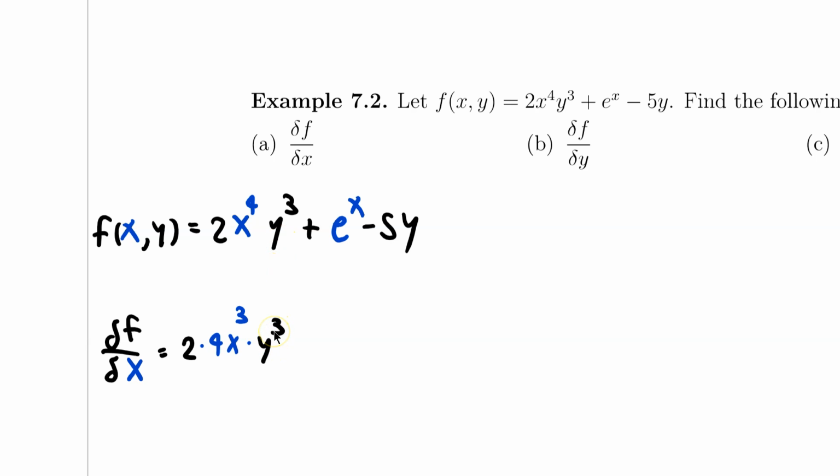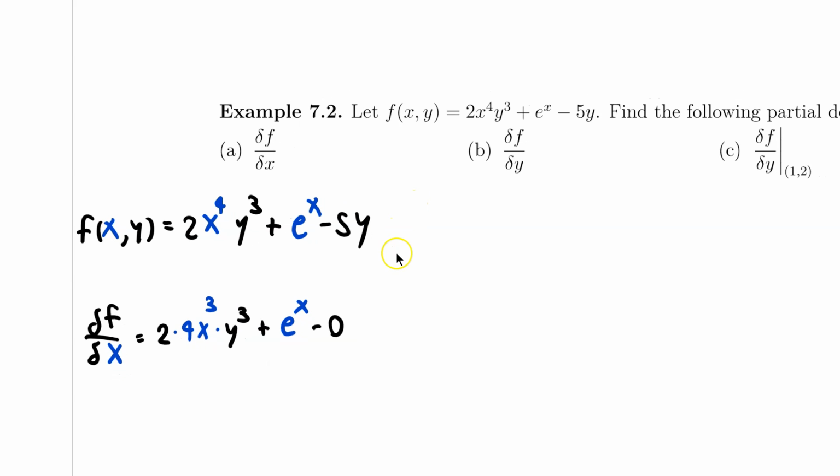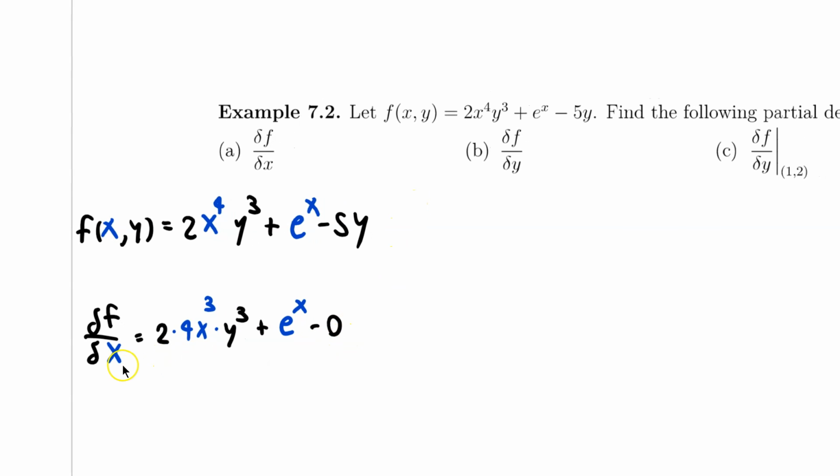And as for the second term, e to the x, the derivative of e to the x is just going to be the same thing, e to the x. And for the last term, 5y, because y is just a number, when I multiply a number times 5, this last term is just a number. The derivative of a standalone number is going to be 0. So this is going to be just minus 0. So here, this is my derivative with respect to x.